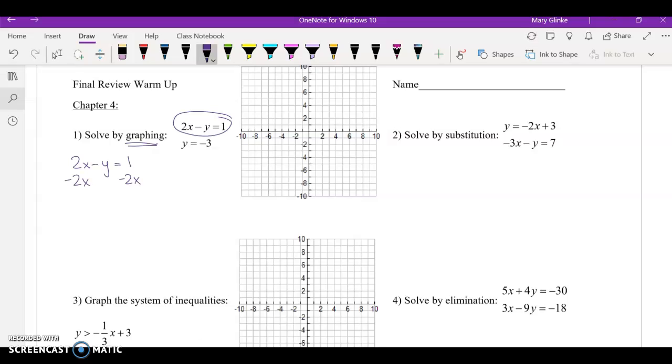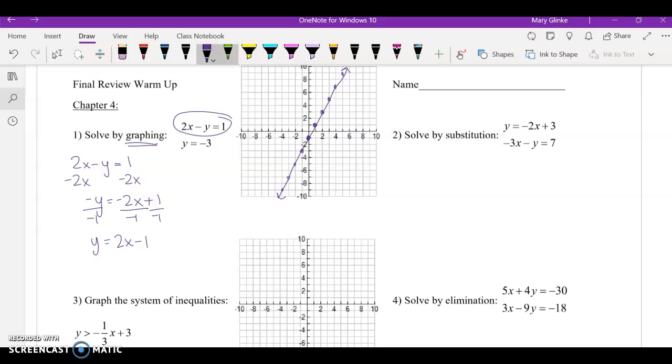In order to graph it, we're going to take this first equation and get y by itself. So we get y equals 2x minus 1. We're going to graph that because it's in slope-intercept form, which means we start down at -1 on our y-axis and we move up and to the right, up 2, right 1, or down 2, left 1.